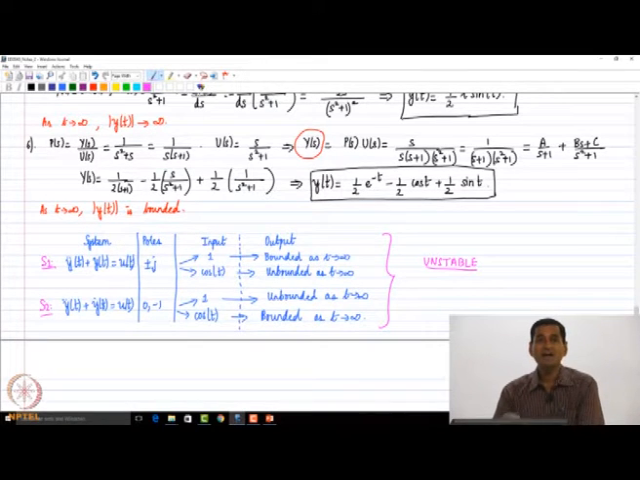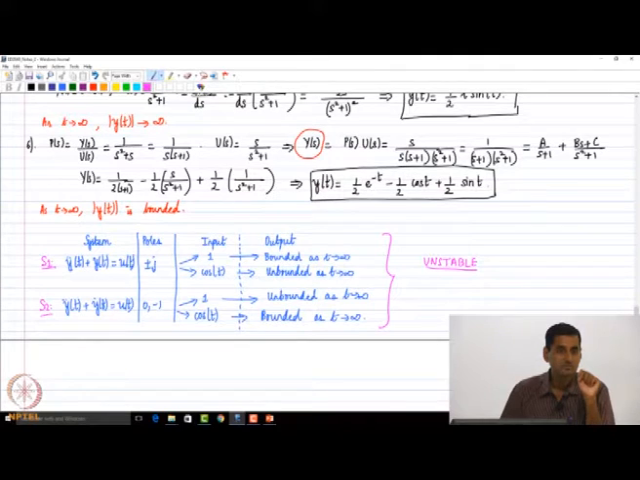Because out of the standard inputs that we consider, step, ramp, sinusoid and impulse, which two classes were bounded inputs? Step and sinusoids, right? Ramp and impulse are not bounded inputs. So if you want to figure out the output response to an input and comment on stability, don't choose impulse and ramp, because they are not bounded inputs to begin with.